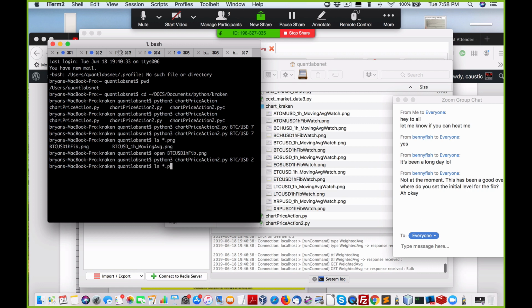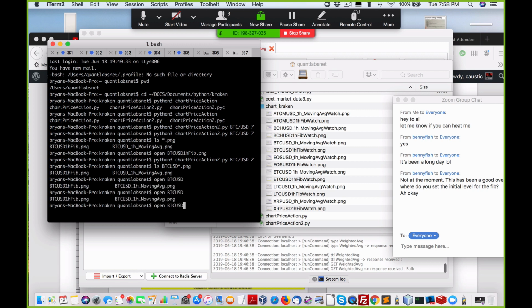So I'll just show you another example of what I use. Here I don't really need to look at the moving average at all, but I can show you that. 1 hour fib, okay, just as an example, just to show you how I can do it visually.